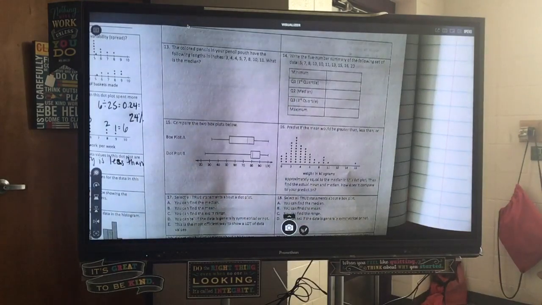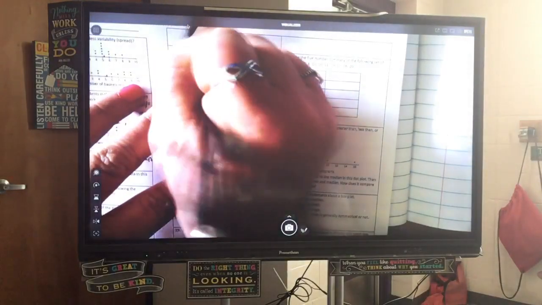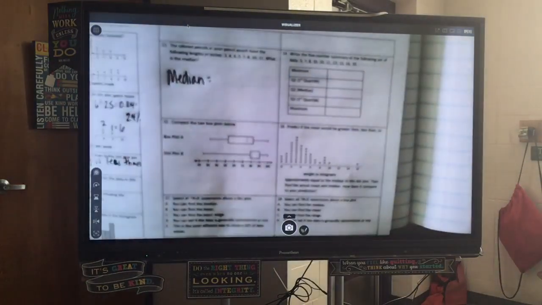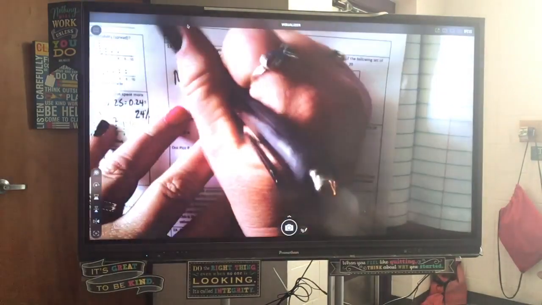So number 13 says the colored pencils in your pencil pouch have the following lengths in inches. What is the median? This one's super duper easy. Crossing off so you get to the middle. So what is your median for this one? 6. Christian, we have 6.